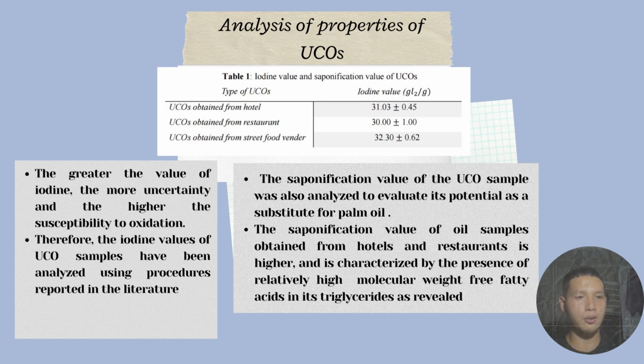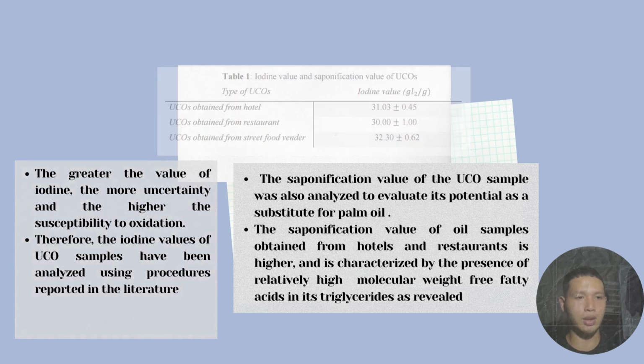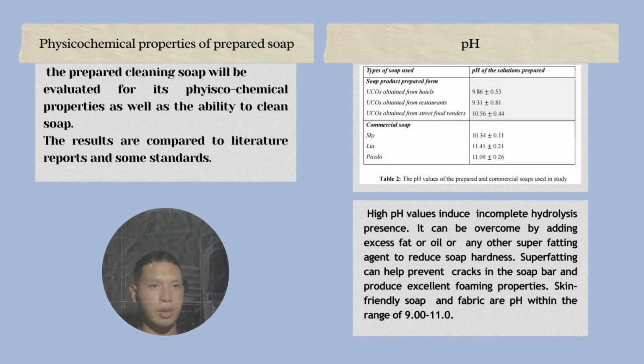The high saponification values indicate that the oil samples are normally triglycerides and will be useful in soap production. In addition, the lower the saponification value, the greater the molecular weight of the fatty acids in the glycerides or the number of ester bonds. The pH values studied for the soaps provided are within the range of 9.31 plus minus 0.81 to 10.56 plus minus 0.44. In the case of the commercial sample, the pH value is within the range of 2 until 3. These values are comparable to each other but relatively more concentrated than the soap ingredients provided in table 2.